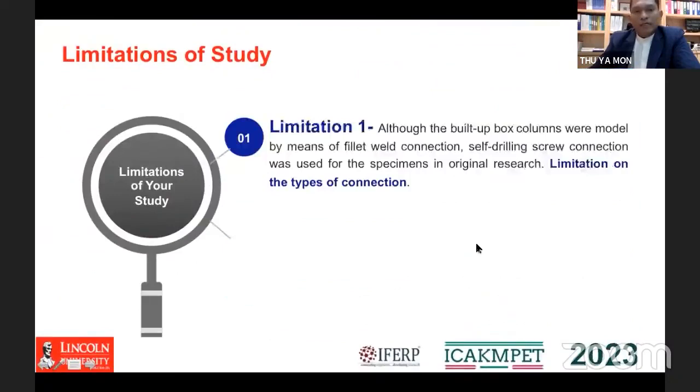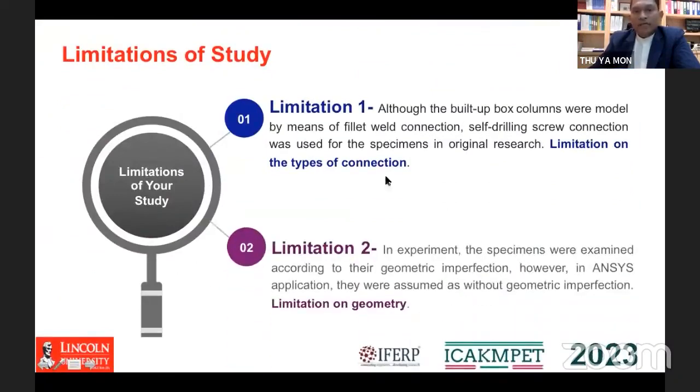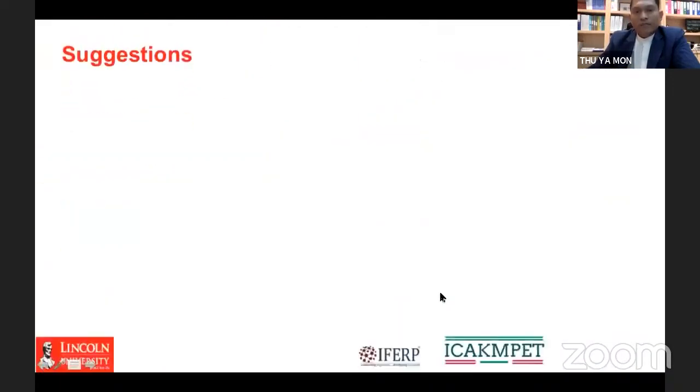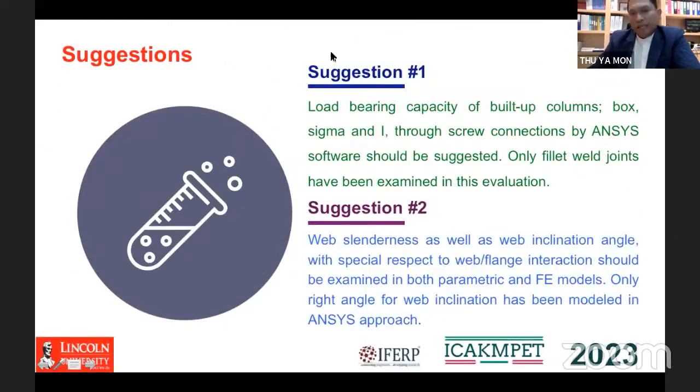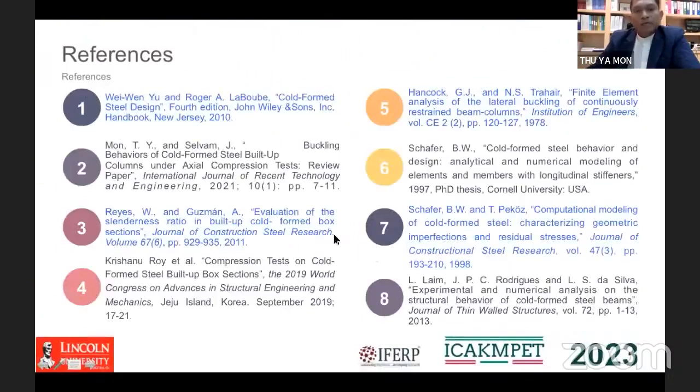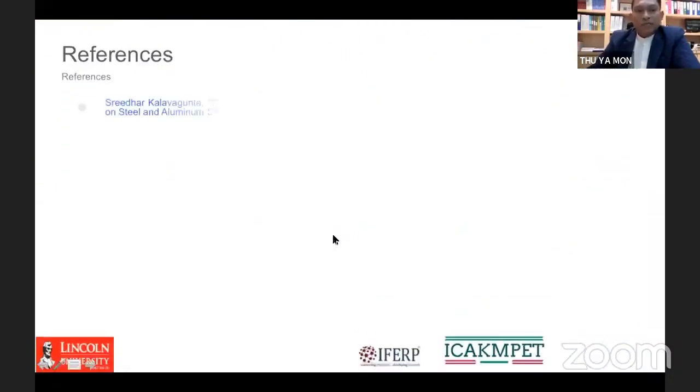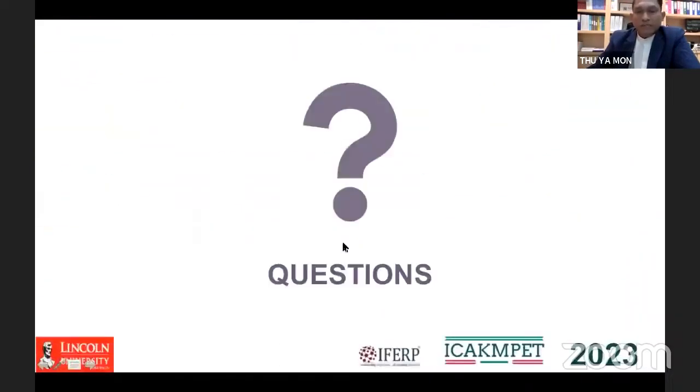Here are the two limitations of this study. One is the limitation on the type of connections, and the other is the limitation on the geometries. Based on these two limitations, I give two recommendations for further future studies. These are the two suggestions. These are the references that I used for this presentation. Thanks for your listening.